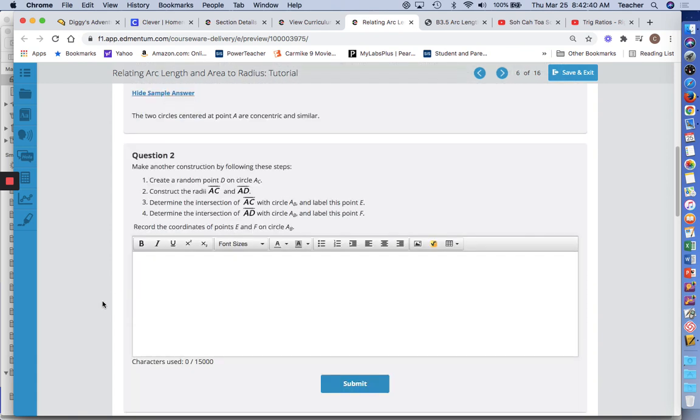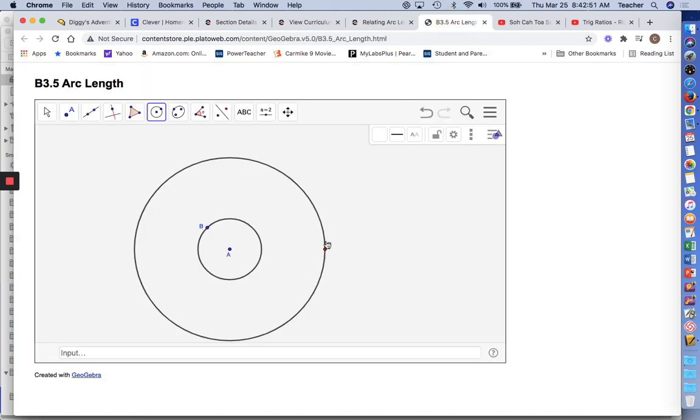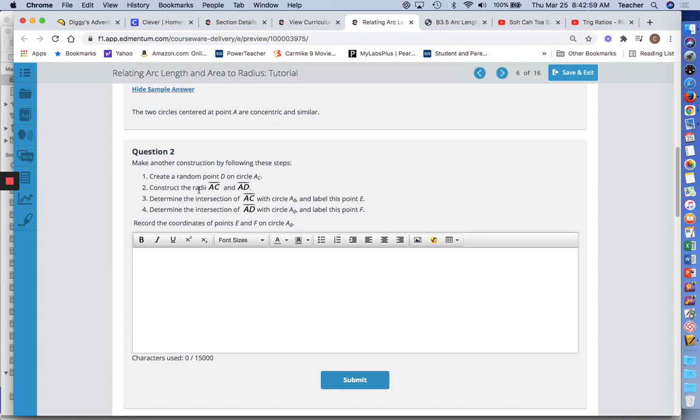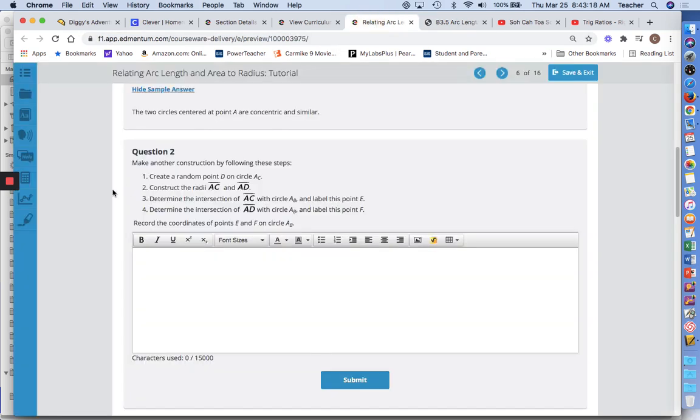All right. Question 2. Make another construction by following these steps. Create a random point D on the circle AC. AC is this one because there's my C. They want me to have a D somewhere on there, so there's my D. Construct the radii AC and AD. So I'm going to come over to segment, click on AC and then AD. These are going to be the same length. They're both a radius, so I know they're going to be equal to each other.